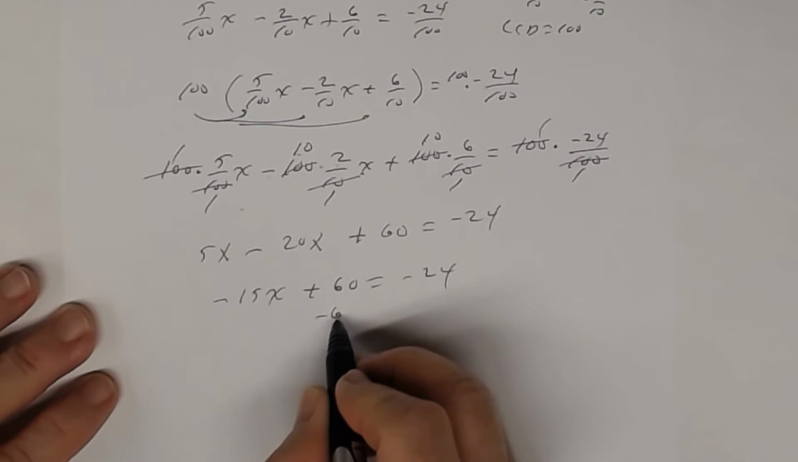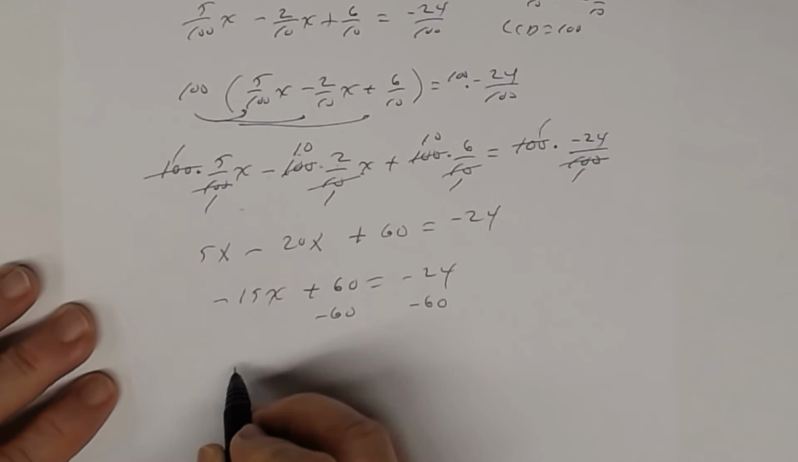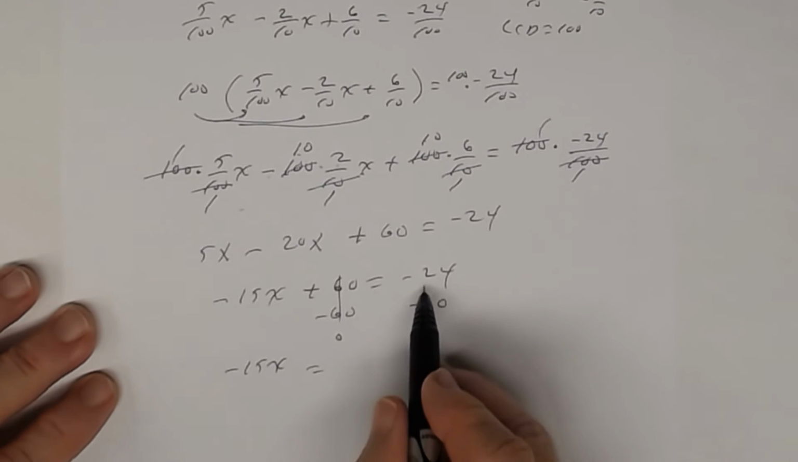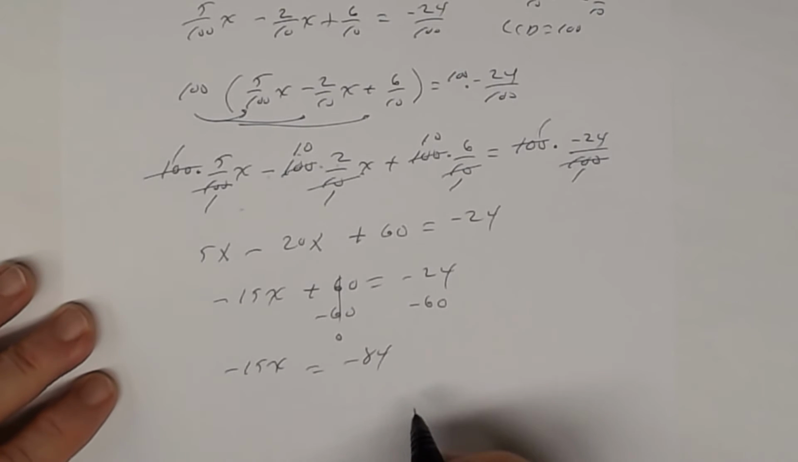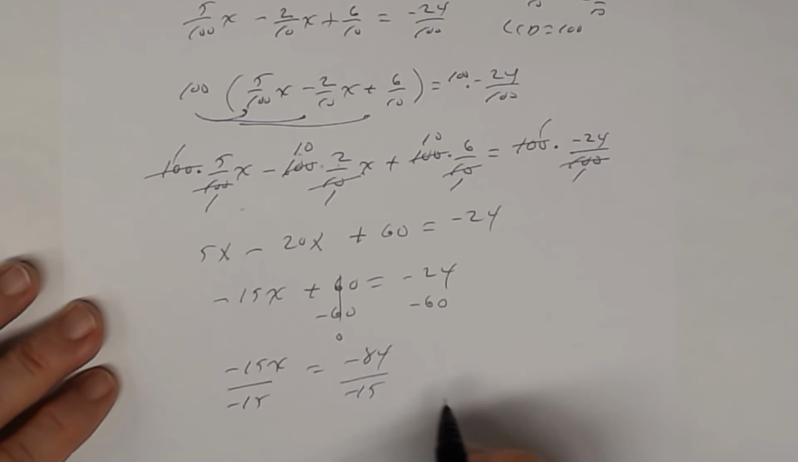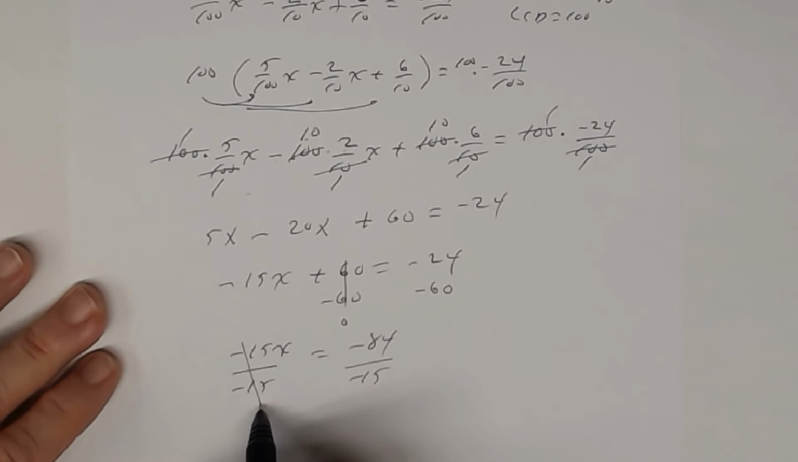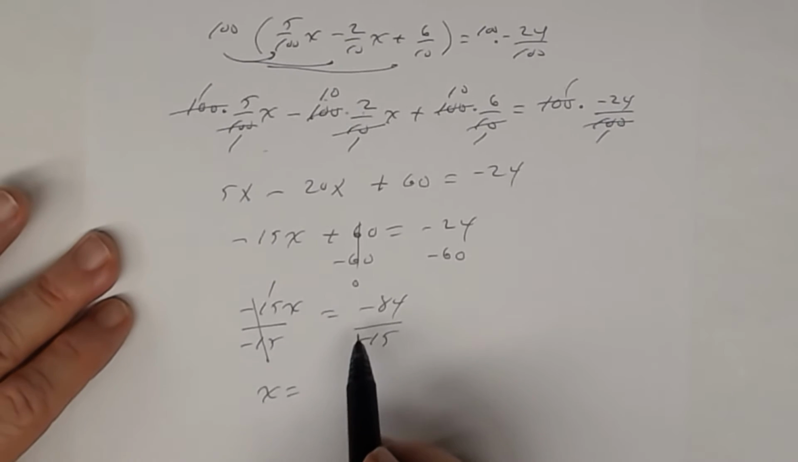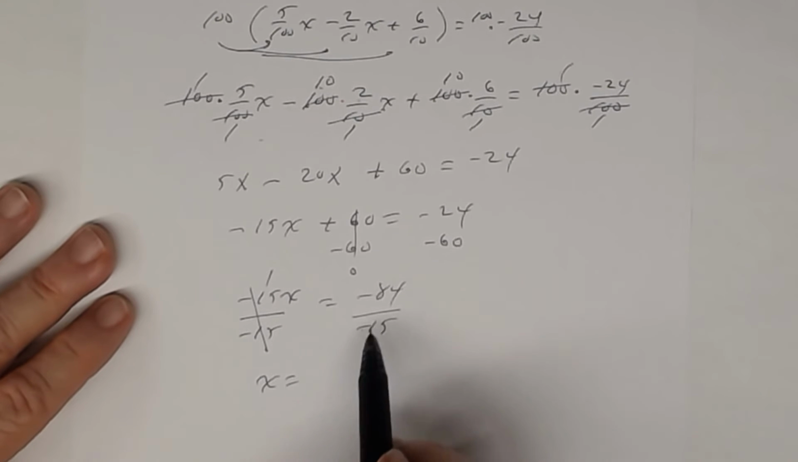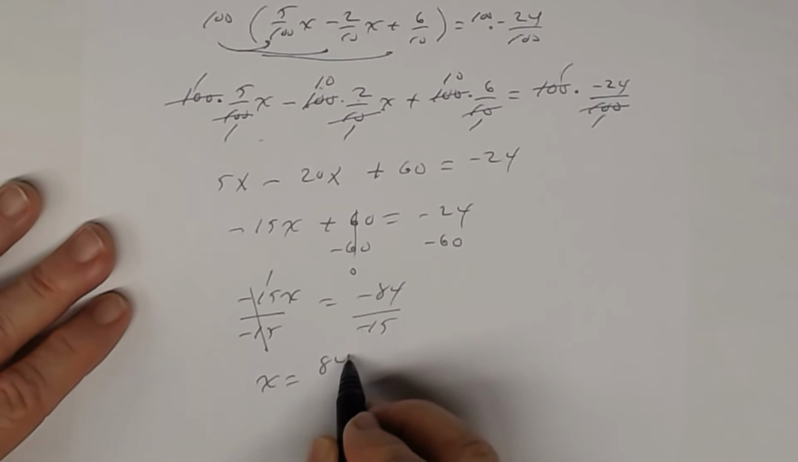All right, so let's subtract 60 from both sides. And so I get negative 15x, this is 0, equal a negative 24 and a negative 60 is a negative 84. And then dividing both sides by negative 15, negative 15 divided by negative 15 is 1. 1 times x is x equal. Now remember, you must know this. You must remember that a negative divided by negative is a positive. So make sure you write this as a positive 84/15.